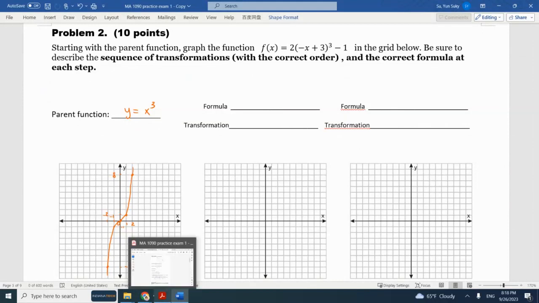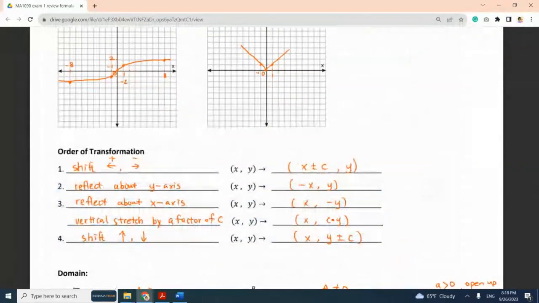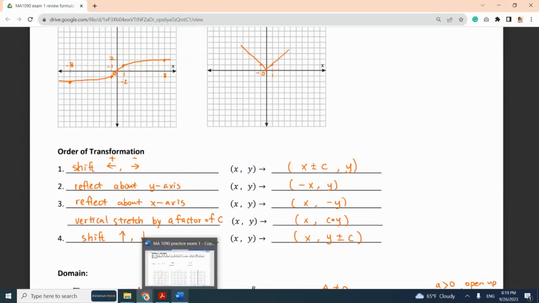And we follow the order of transformations. What are they? Remember? Math exercise, math dance. Shift left and right: left is x plus c, right is x minus c. And then we reflect about the y-axis. Do you see a minus sign in front of x? And then the third one reflects about the x-axis. Do you see the minus sign in front of the y, like everything? And then vertical stretch by a factor of c. Do you see a number multiplied by the whole thing? And then the last one, shift up and down. So do you see everything plus or minus a number?